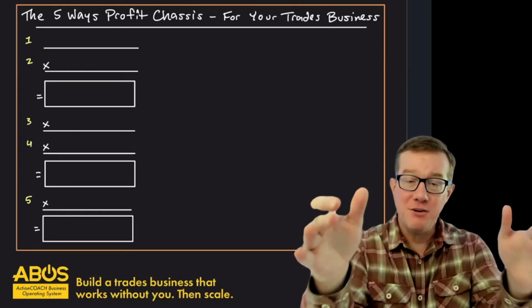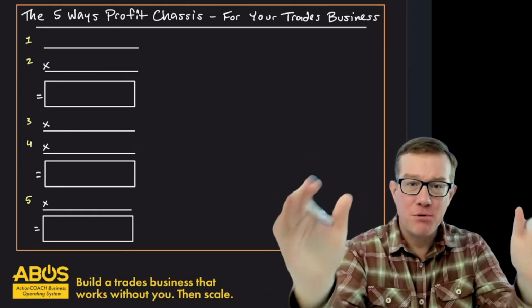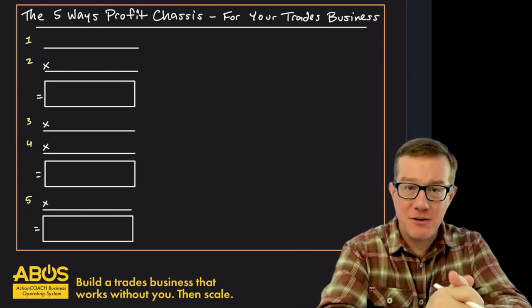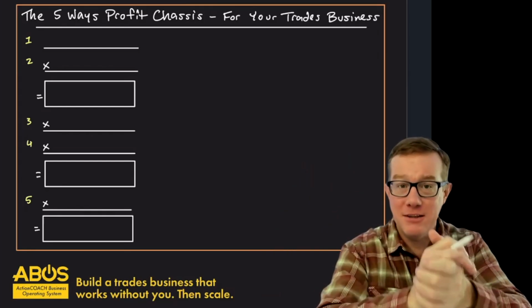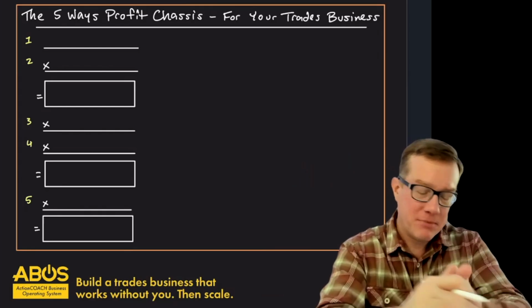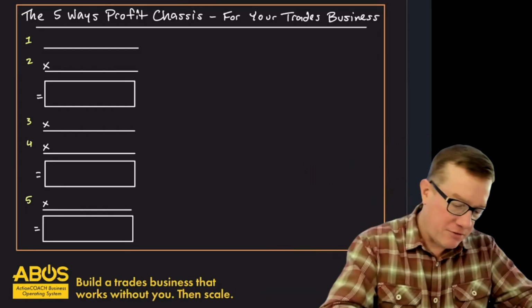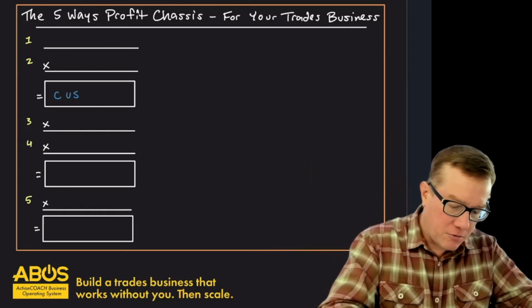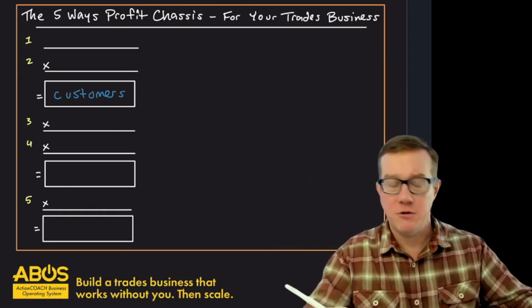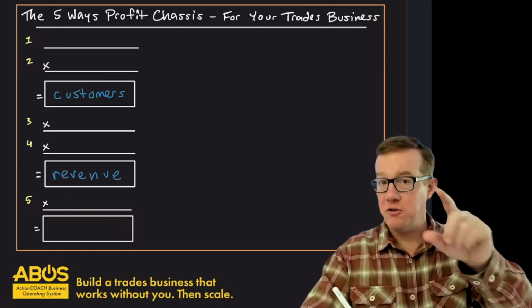Are you ready to take a look at the most impactful approach to increasing profit in your trades business? This is what it is. It's called the five ways profit chassis. We're after three results in our trades business. We're after customers to work with, and we're after revenue or sales, and we're after gross profit.